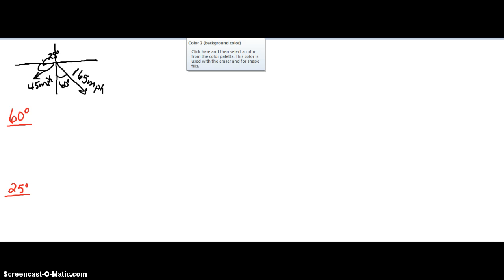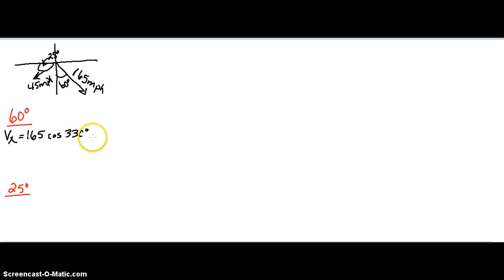So using our formulas, the horizontal component is going to be equal to our magnitude, which is 165, times the cosine of, like I said, 330 degrees. And if we punch that in on the calculator, that's going to give us 142.89. And that's miles per hour.